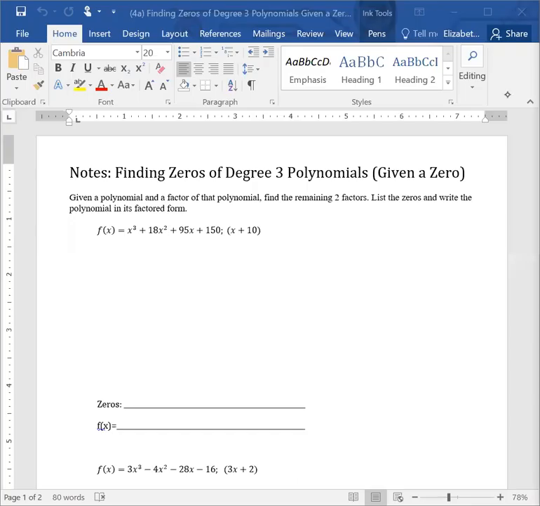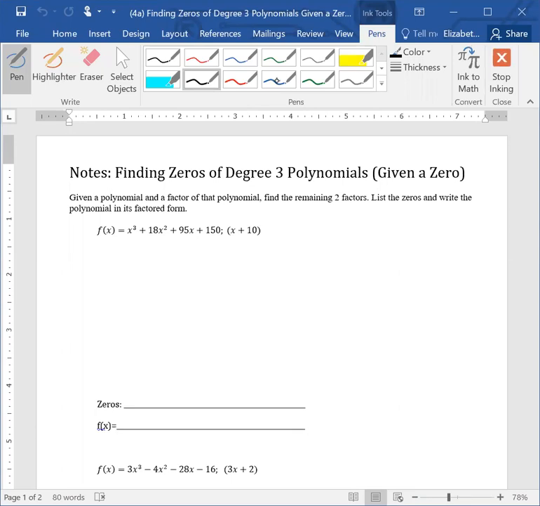All right, so today we are finding zeros of degree 3 polynomials when you're given a zero. That's very important. They are giving us one to start out with. Completely different technique if you're not given a zero.